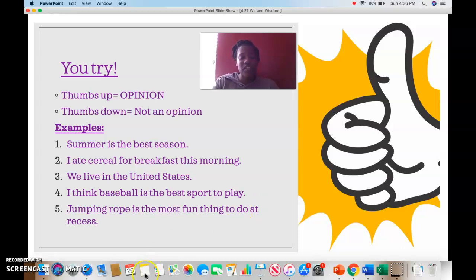Jumping rope is the most fun thing to do at recess. Thumbs up or down? Right, thumbs down. With our nice new playground, I don't see many of you jumping rope as much as climbing, or swinging on that swing that you all love to swing on, or spinning around on the equipment that allows you to spin around. Or some of you guys just love those brand new swings that we have. So absolutely, jumping rope, that is an opinion. Everybody might not want to jump rope at recess.